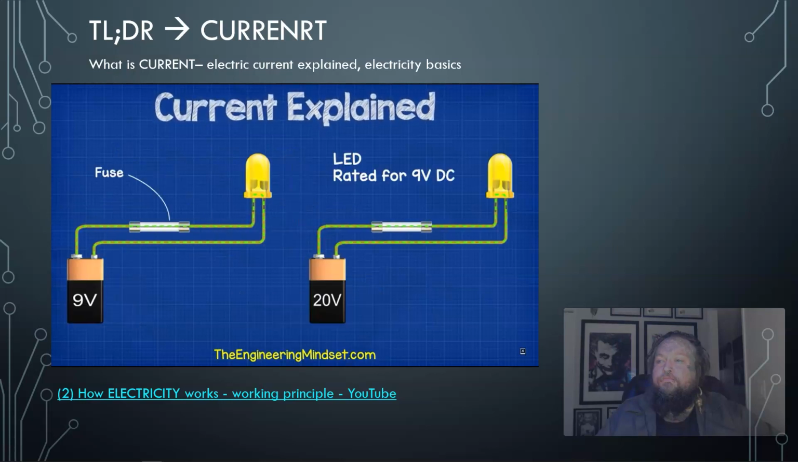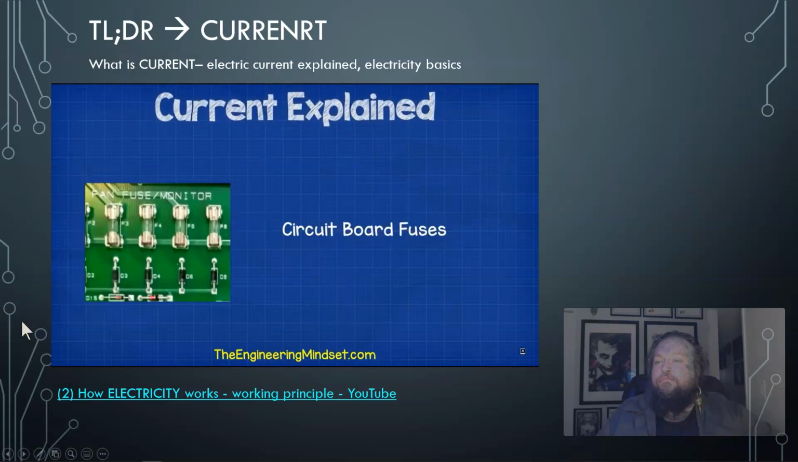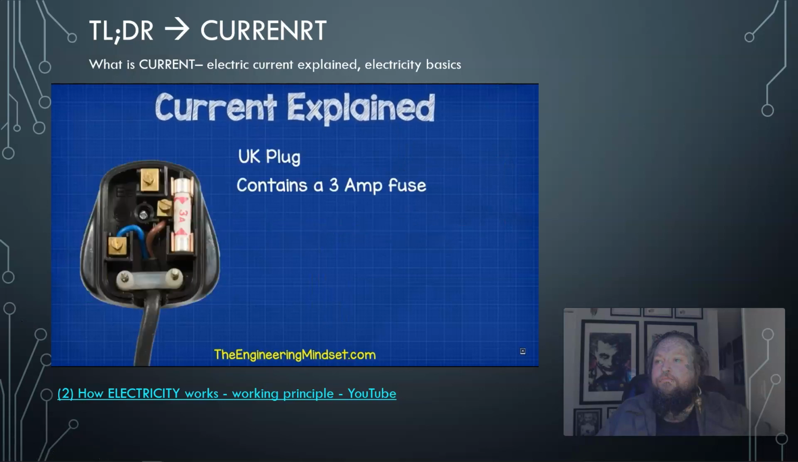So if too much current flows in the circuit, it will burn out and open to break the circuit and protect the more expensive electrical components. You can find these mounted on circuit boards, and you can also find these built into some plugs. For example, this plug from the UK has a fuse built into it to protect the electrical device.